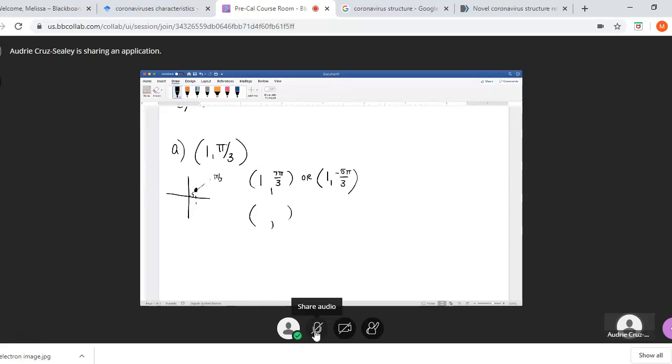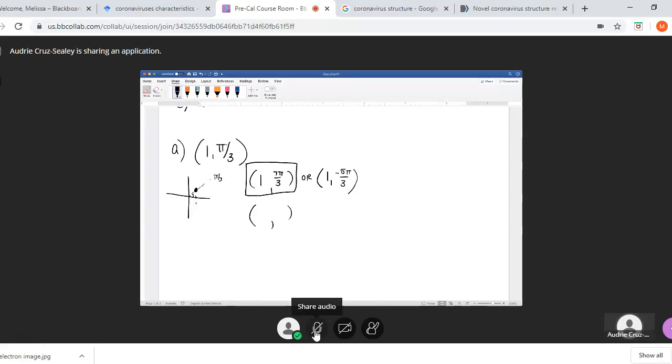Both of those have a positive radius of 1, and I end up in the same spot. Do we agree with that? Any questions? Okay, this is the one I actually did, but I just thought about it. You could have done this one too.